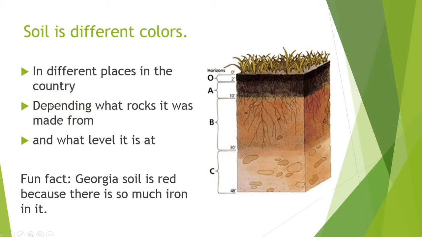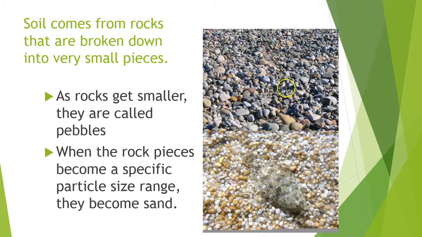So about colors, soil is definitely different colors, and you can go out in your backyard and find it, especially if you just dig deep down, you're going to see that the soil is different colors. And depending on what rocks it was made from, what level it's at, where it is in the country, we have this Georgia red clay, which I'll talk a little bit about. But anyhow, you can go outside and easily find that soil is different colors.